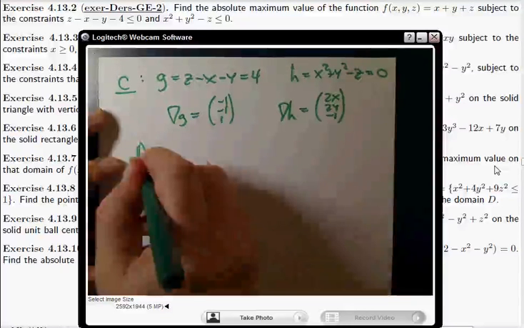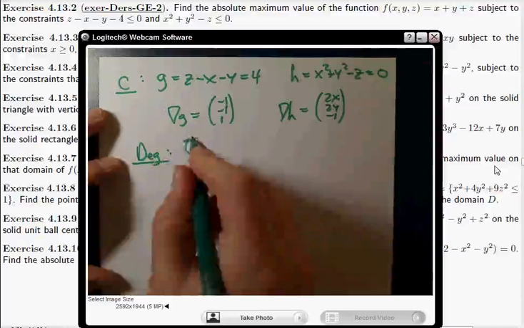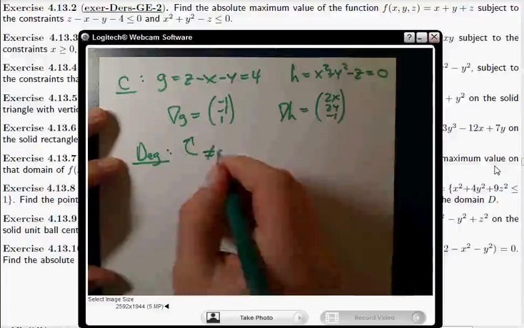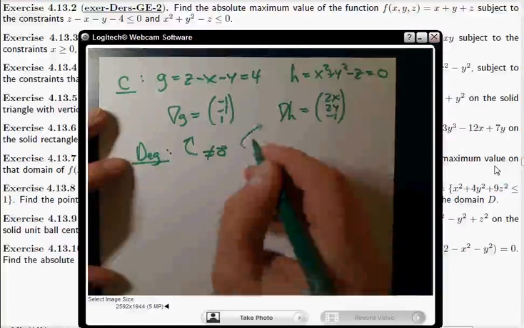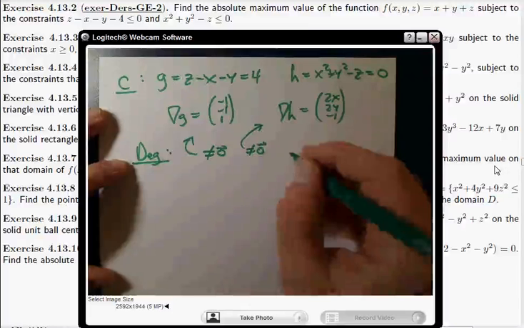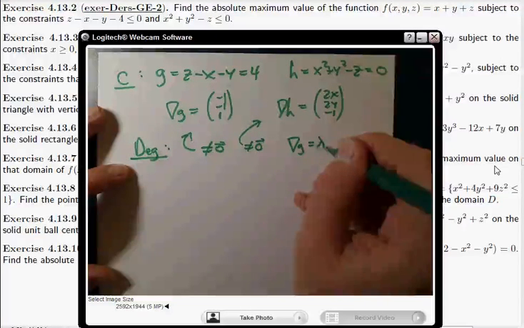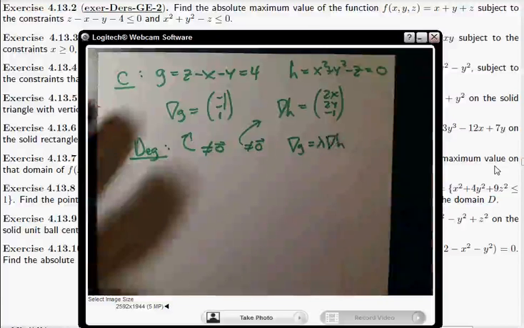And now degeneracy, when you have two constraints, there's a lot to check there. You have to check first, is that ever equal to 0? And nope, it's never equal to 0. Secondly, that's never equal to 0. You have to check the parallel. Now you got to check where is the gradient of G a multiple of the gradient of H. And here, this might work.